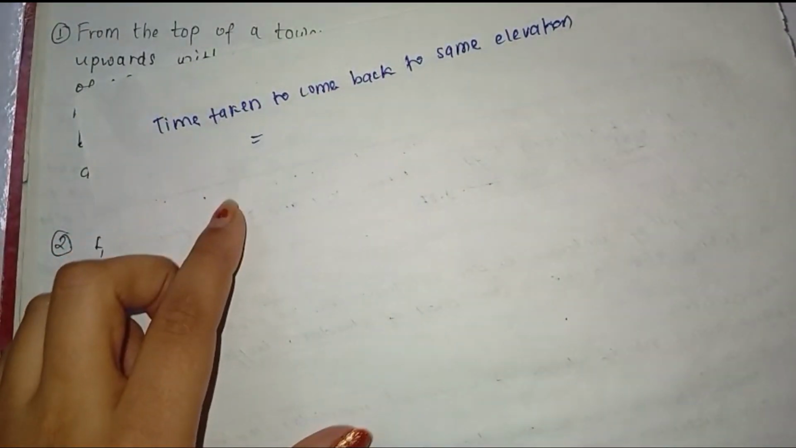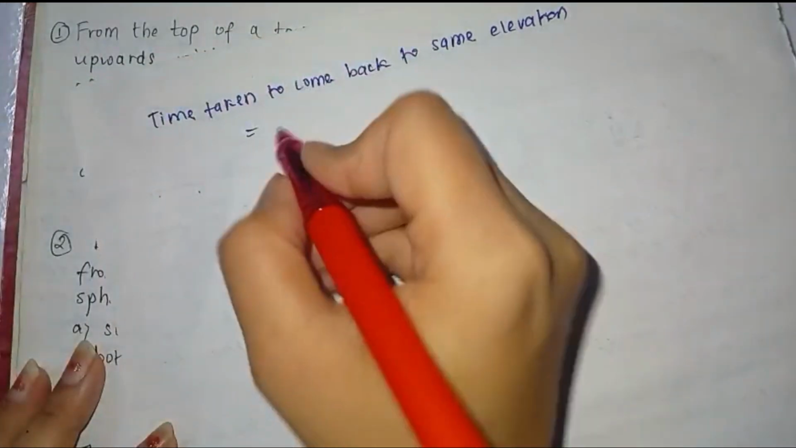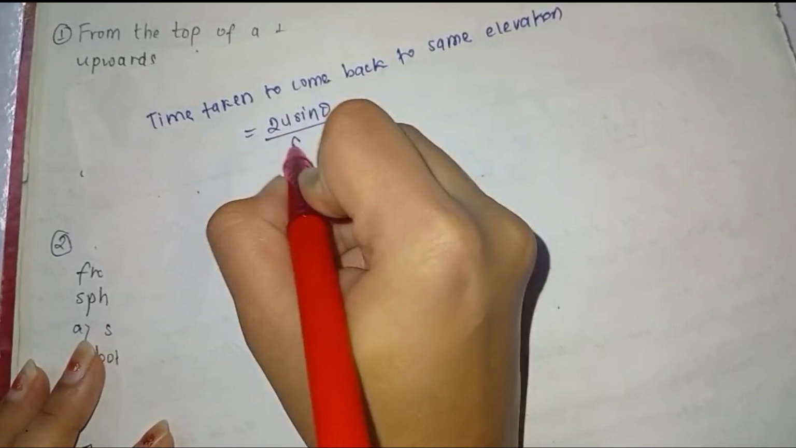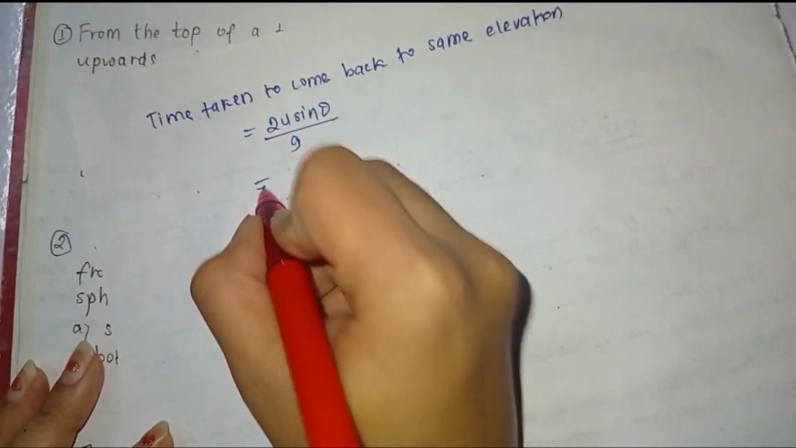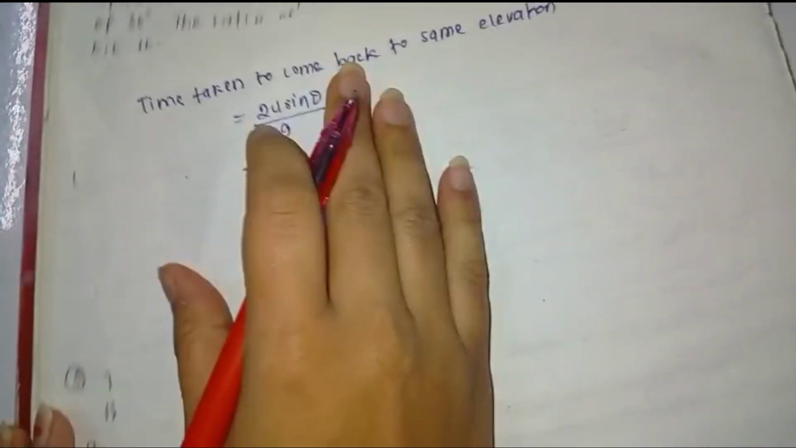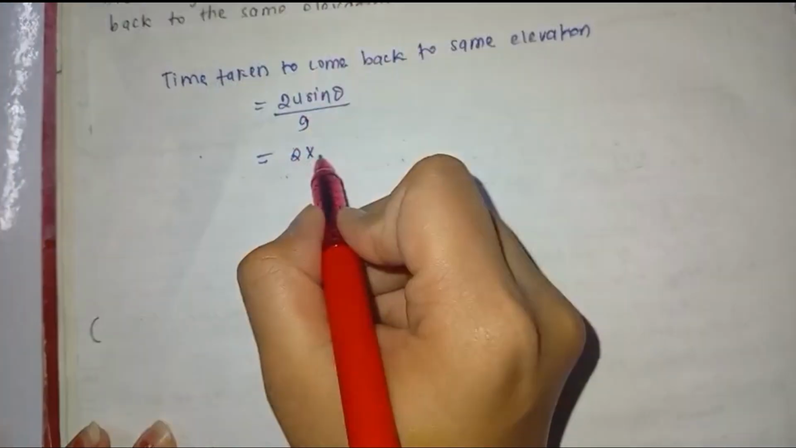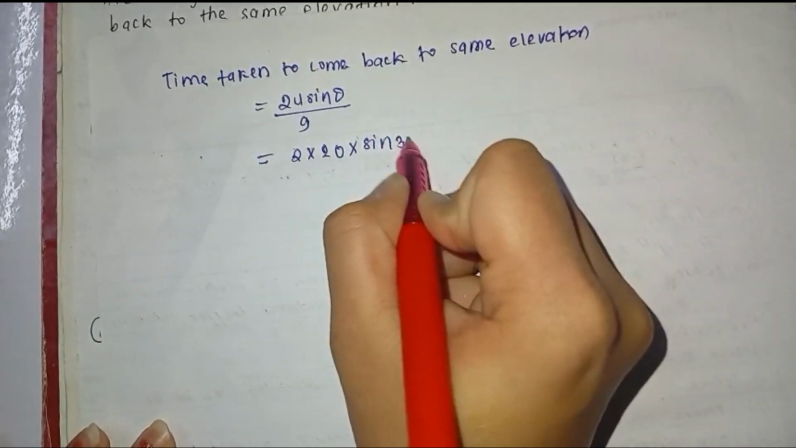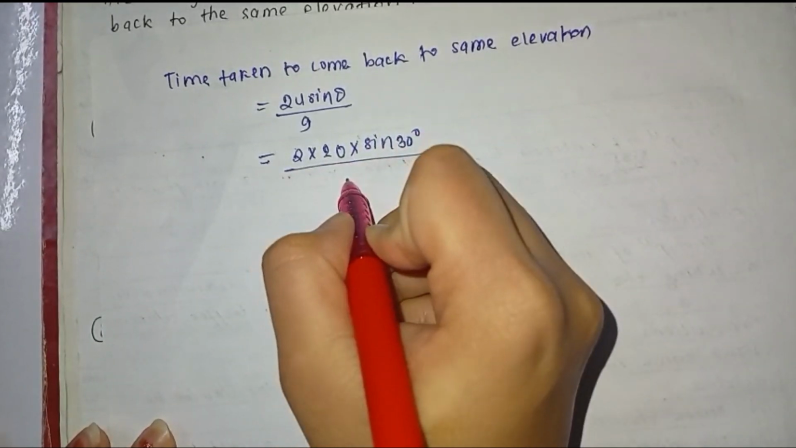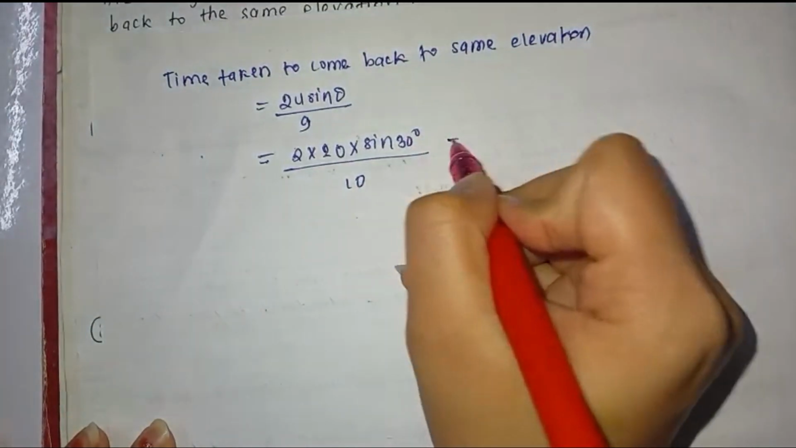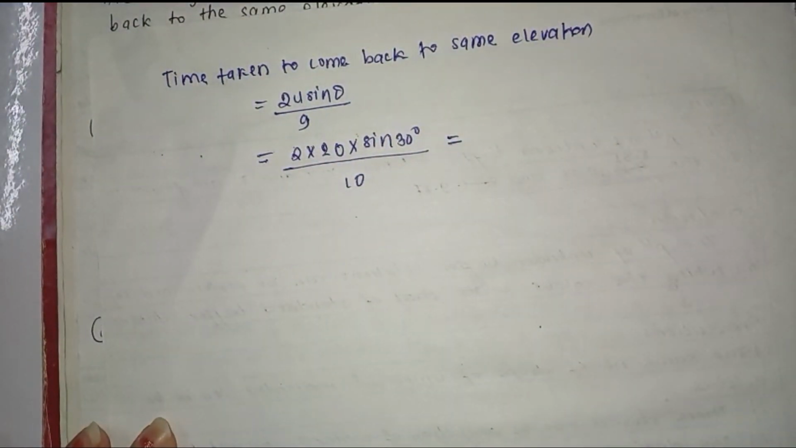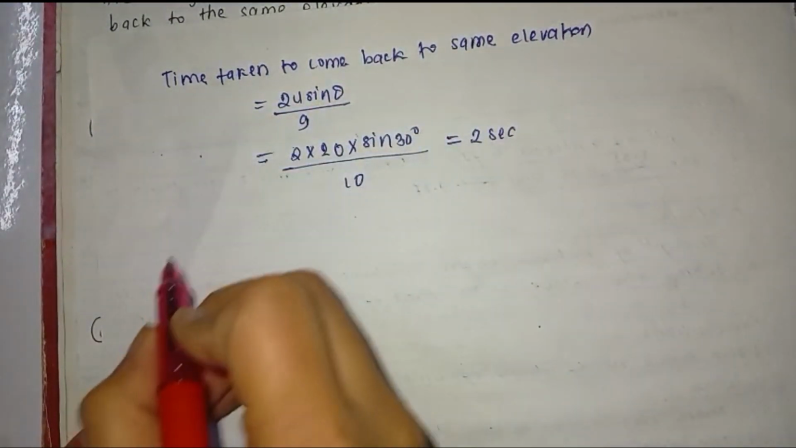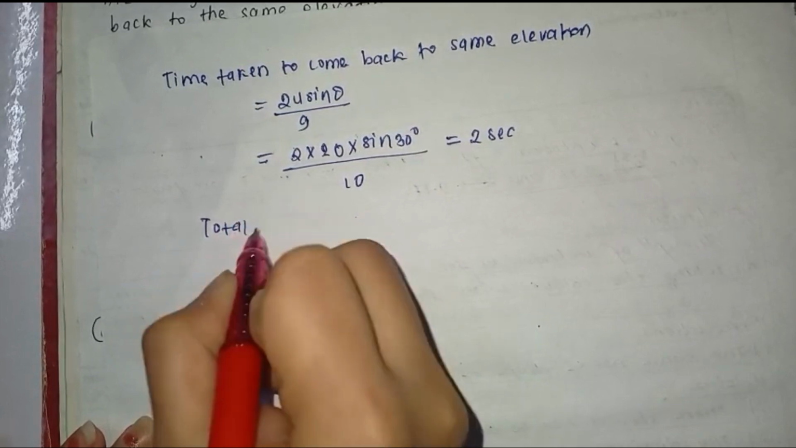Now for time taken to come back to same elevation, we know the formula 2u sine theta upon g is equal to 2 into, let's see the question, u is equal to 20 into sine theta is equal to 30 degree divided by g, we should take 10. Now let's calculate this. It is 2 second.